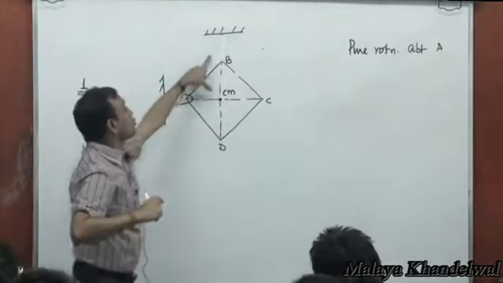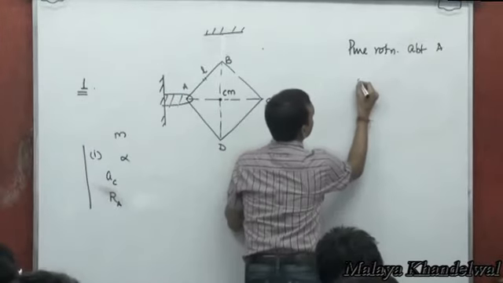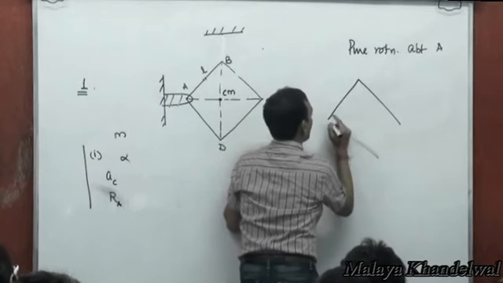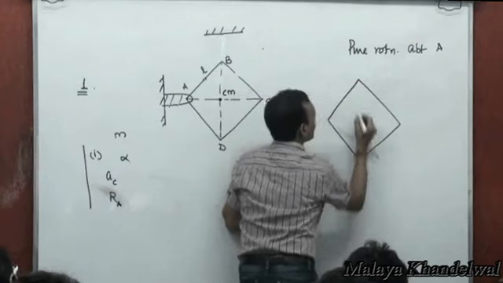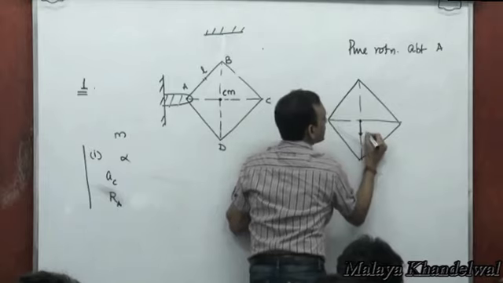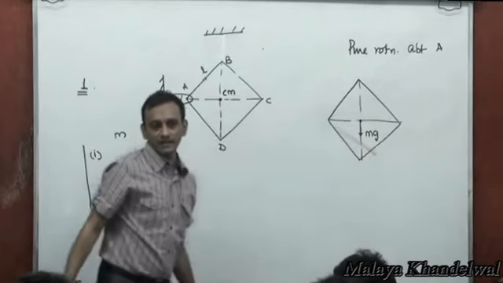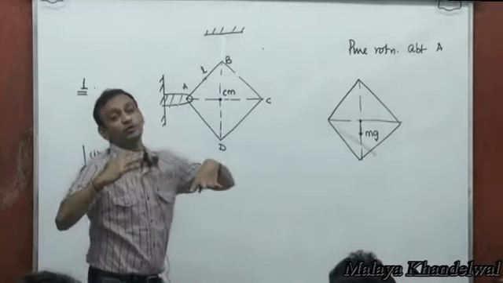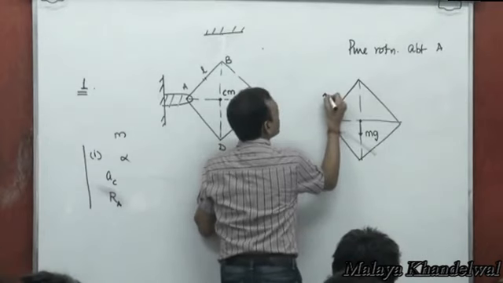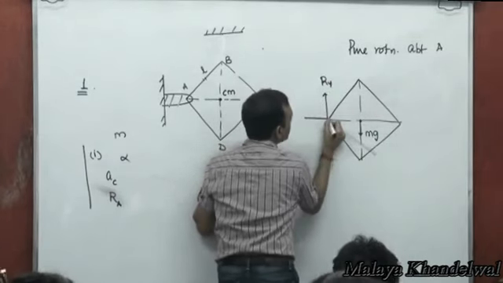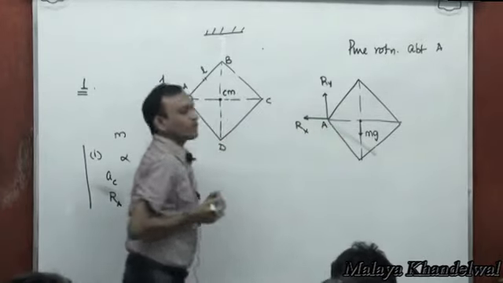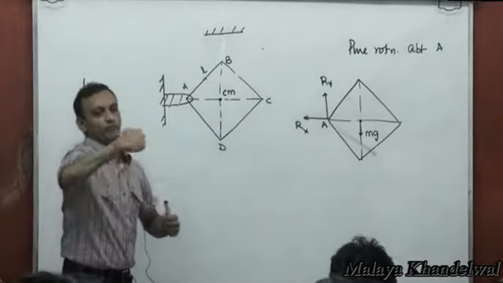Now forces acting on the lamina, by the way. If you look at the free body diagram of the lamina, there is mg acting like this. And at A, you would expect a vertical reaction Ry and a horizontal reaction Rx. And it's going to get into a state of pure rotation about A.